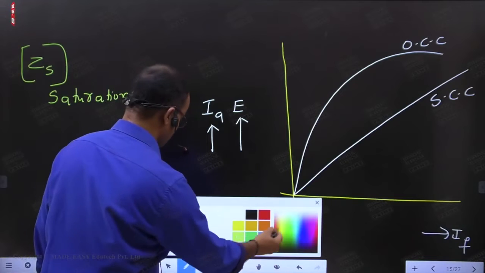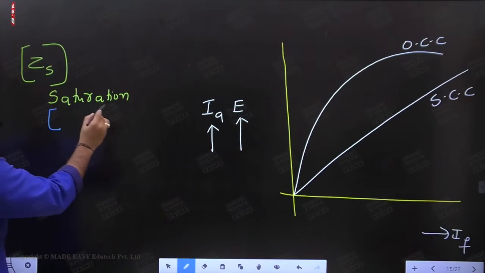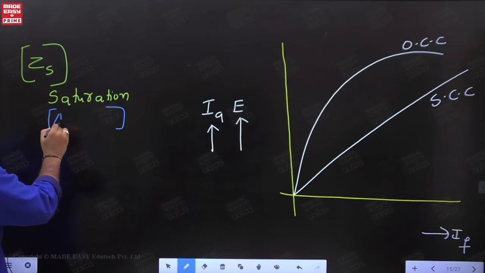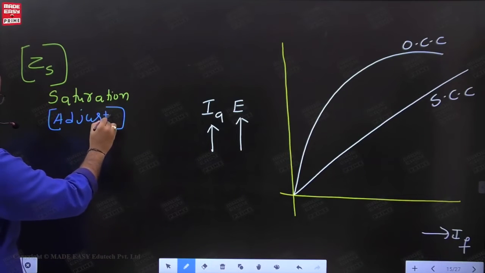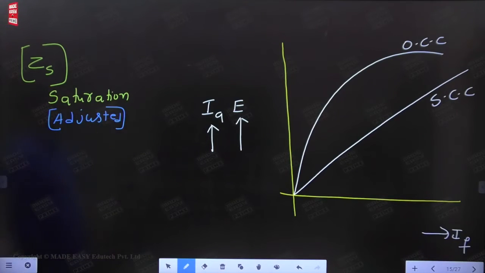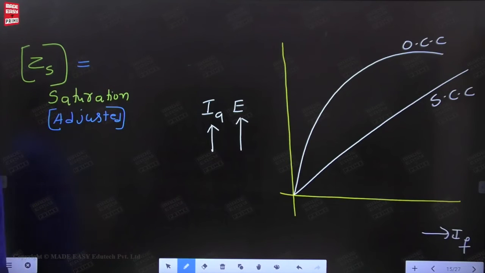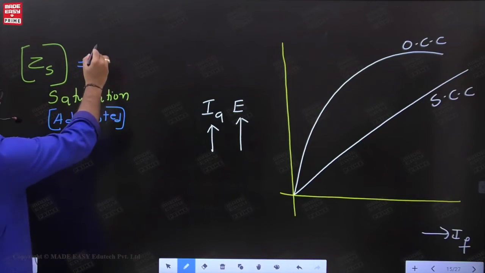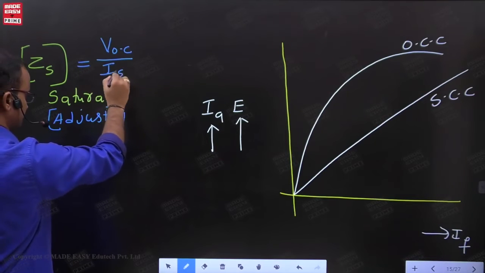Sometimes in the objective questions, instead of the word saturated, they use one more word, adjusted impedance. Simply in the option they give ZS adjusted. ZS adjusted means saturated synchronous impedance. Here also the general formula is the same, VOC by ISC.